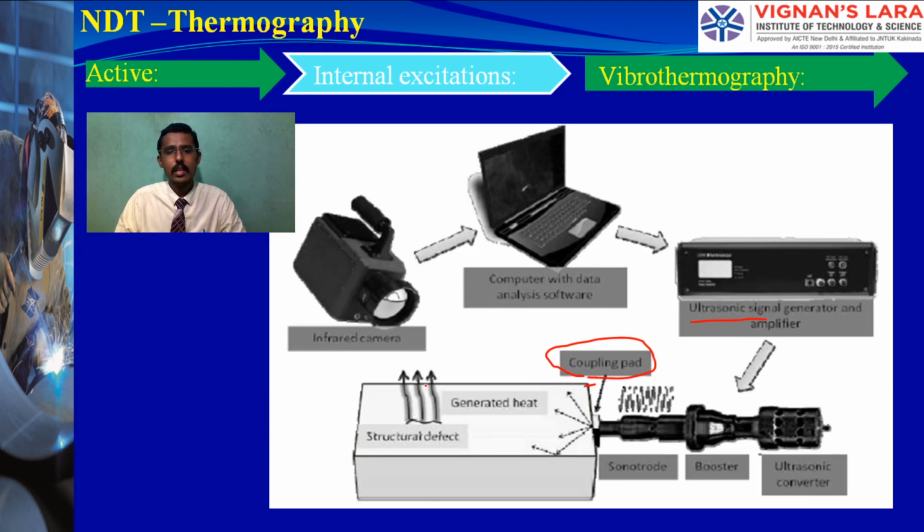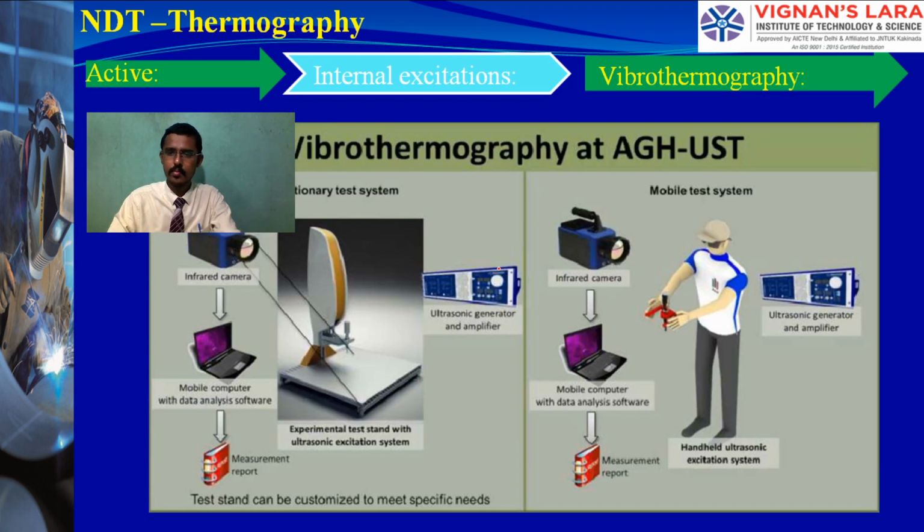Then here we have a camera, because here the heat distribution takes place, and there is a crack initiating point. It generates more heat that is absorbed by the camera, and it is connected to the computer for processing the images.